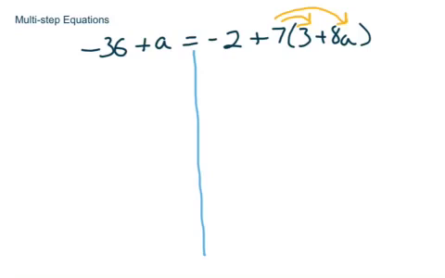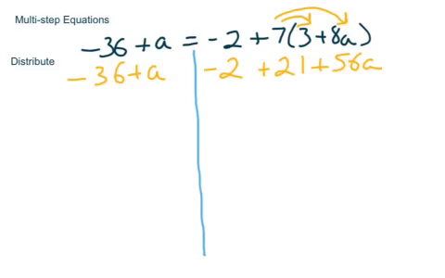This is a positive 7 times 3, so that gives me plus 21. A positive 7 times a positive 8a gives me plus 56a. Got to fill in the rest of my equation. I still have my negative 2, and this side remains unchanged. So I've done the distributive property, so I can check that off.